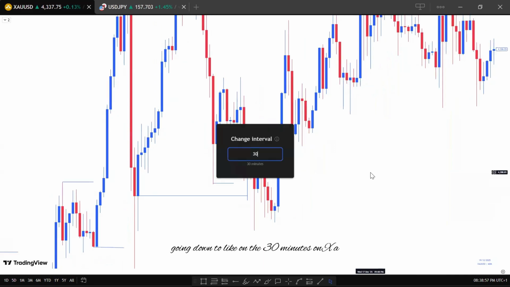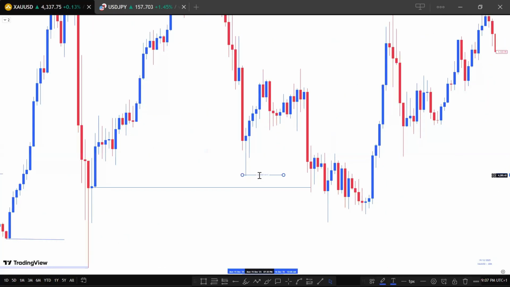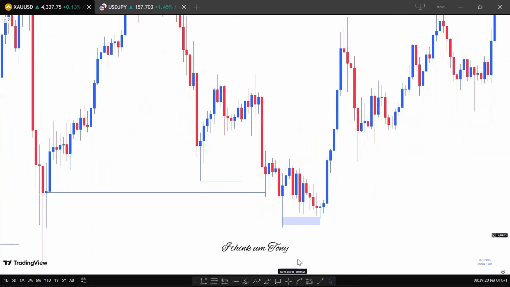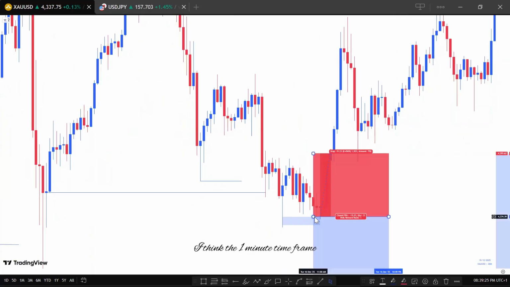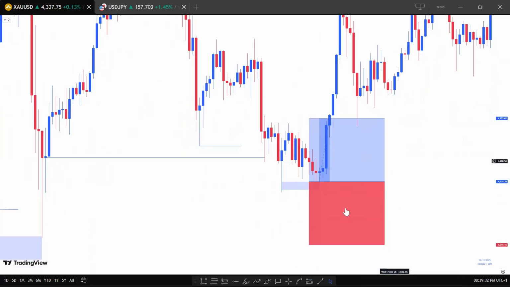So going down to the 30 minute on XAU here, then we had this key level right here that price did react from, and this was the inducement, right? So if you go down to the 1 minute time frame, we had a hidden base around this that price used. I think Tony Ike actually caught these buys on XAU from the 1 minute time frame, but sorry guys, I don't really look deep into the 1 minute time frame on XAU here.